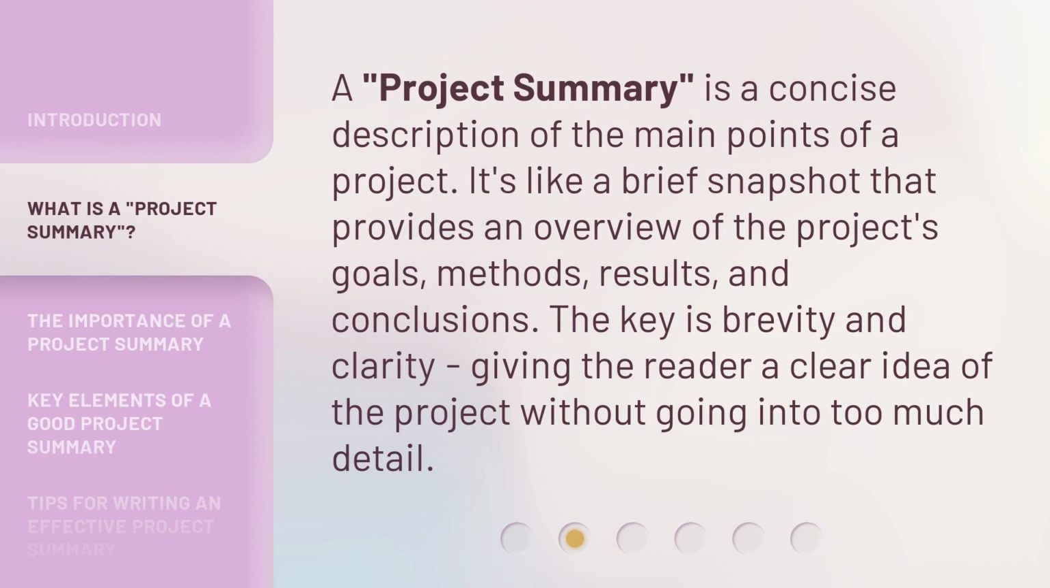A project summary is a concise description of the main points of a project. It's like a brief snapshot that provides an overview of the project's goals, methods, results, and conclusions. The key is brevity and clarity, giving the reader a clear idea of the project without going into too much detail.